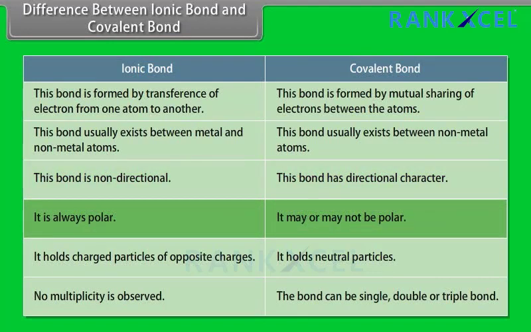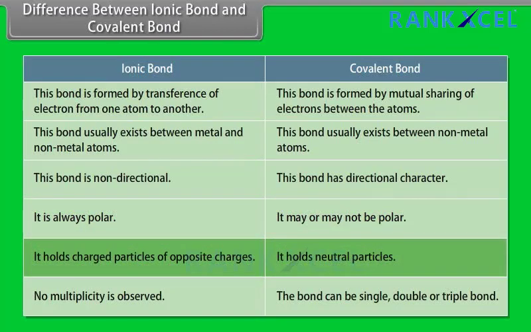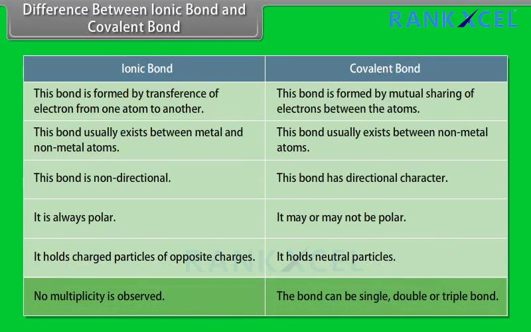Ionic bond is always polar, whereas covalent bond may or may not be polar. Ionic bond holds charged particles of opposite charges, whereas covalent bond holds neutral particles. No multiplicity is observed in ionic bond, whereas covalent bond can be single, double, or triple bond.